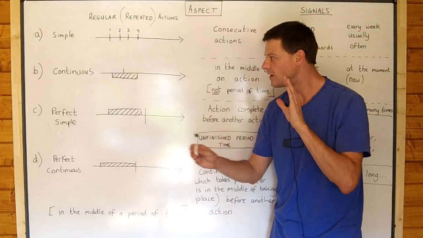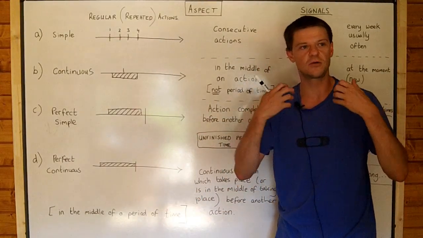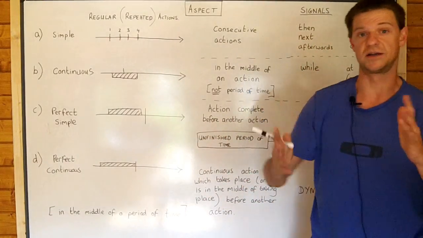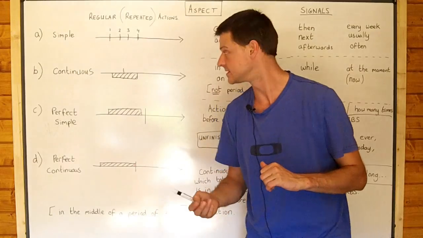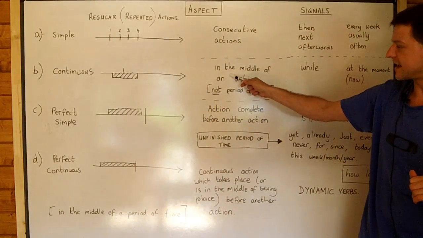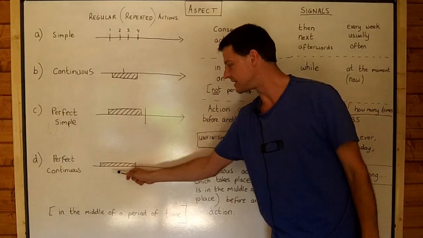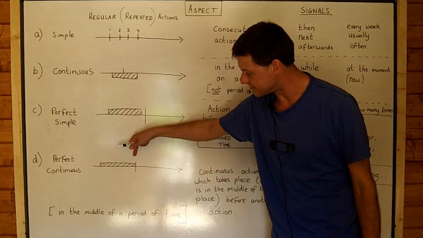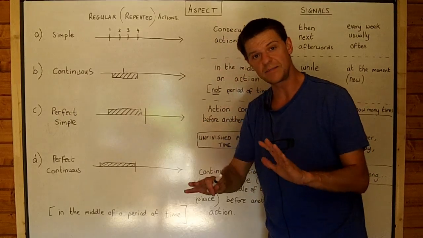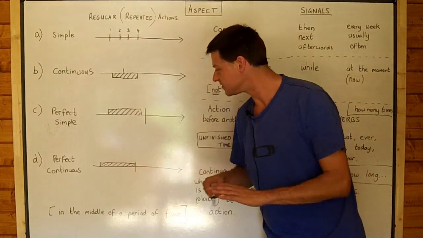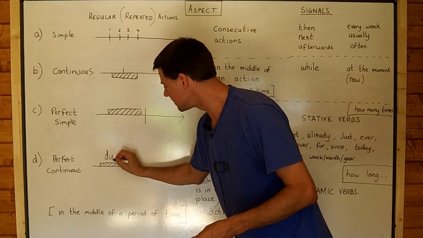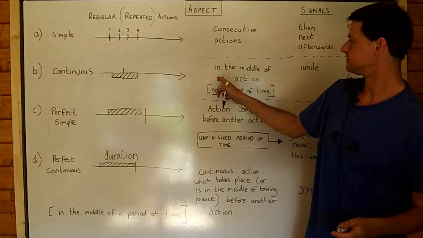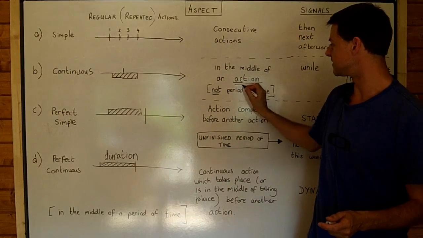Okay, so whether you use this or this depends on whether you're saying 4 or 5 years or whether you're saying that you were in the middle of learning English when something else happened. So this is in the middle of an action, and this is in the middle of a period of time, which is why I've drawn it here. We don't even know if we're finished here. Maybe we're finished with the action, or maybe not. We don't know. The emphasis is on duration with perfect continuous, and not on the action, which is what this one is, in the middle of an action.